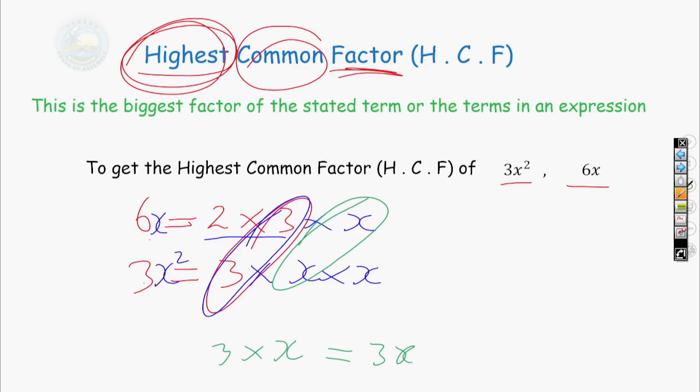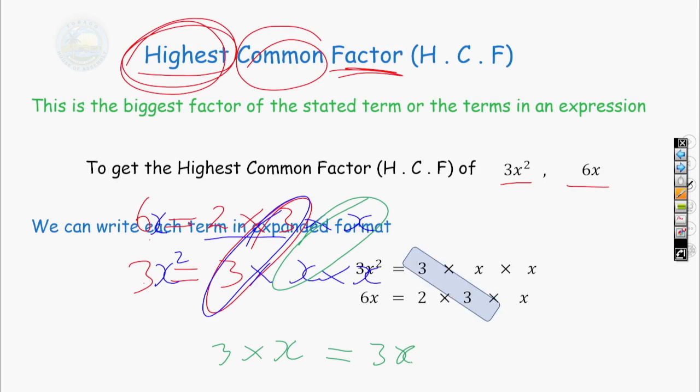Let's check and see if that was correct. We can write the terms in expanded format. Did we do that? Yes, we did. And then we selected what was common. 3 is common and x is common, giving us the highest common factor of 3 times x, which gives us 3x. I see my writing is blocking you slightly. Let me just erase my writing there. So our highest common factor here is 3x.